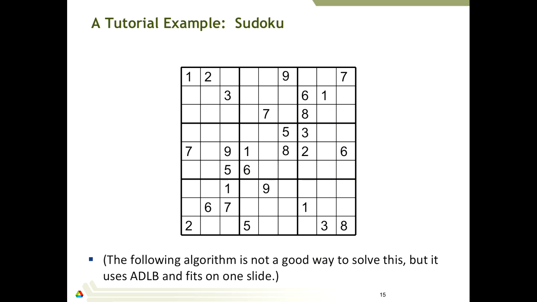So does everybody know how to do Sudoku? Pretty much. The idea is that you get a puzzle like this printed in the paper every morning, and what you're supposed to do is fill in a number from 1 to 9 in each box so that the numbers 1 to 9 occur in each row and in each column and in each one of these 3x3 boxes. I'm going to show you an algorithm for doing this with ADLB, which is not a really good algorithm. You should use math to do this. But it fits on one slide, so it makes a good example.